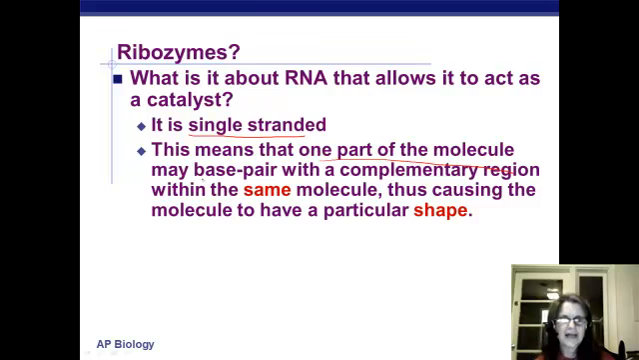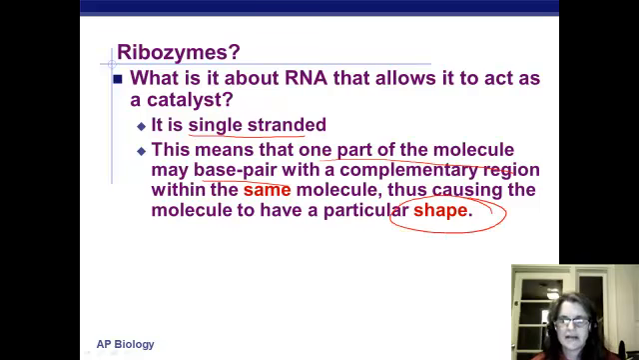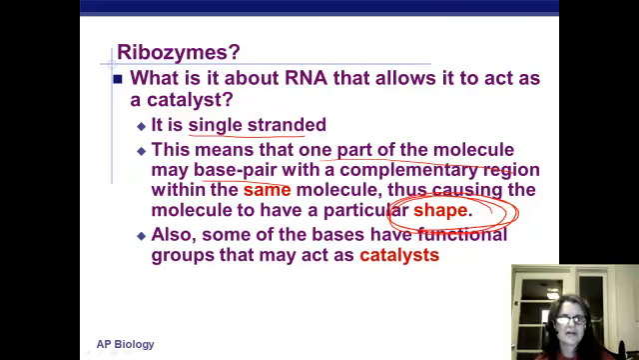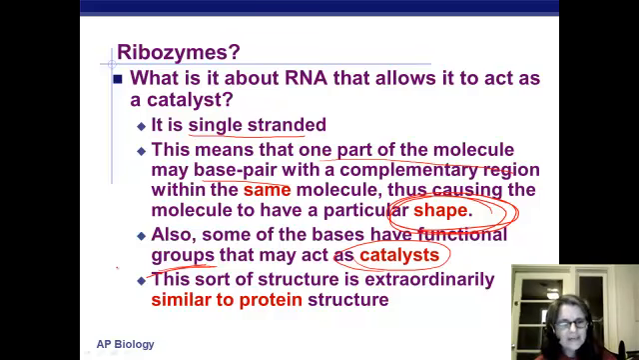One part of the molecule can actually base pair with a complementary region down the molecule. The molecule just bends and the two complementary parts could come together and it could take on a particular shape. Well, what do we know about enzymes? It's the shape that makes them work. And so it is thought very much that some of these bases have functional groups attached that could act as catalysts in the right conditions. So this sort of structure of RNA, this single-stranded thing that can take on a unique shape and even have functional groups that might do little activities, is really, really similar to protein.